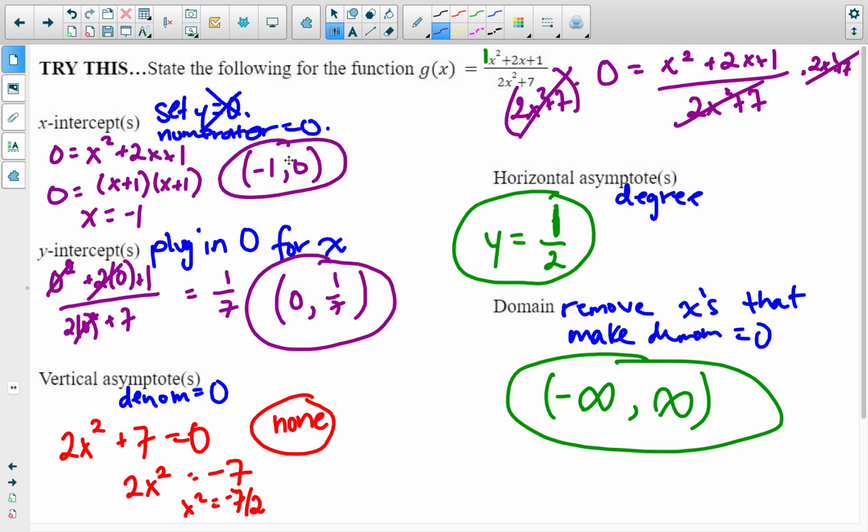Okay, so this section is just getting comfortable with the algebra of these pieces, and in the next section we will actually look at graphing them.